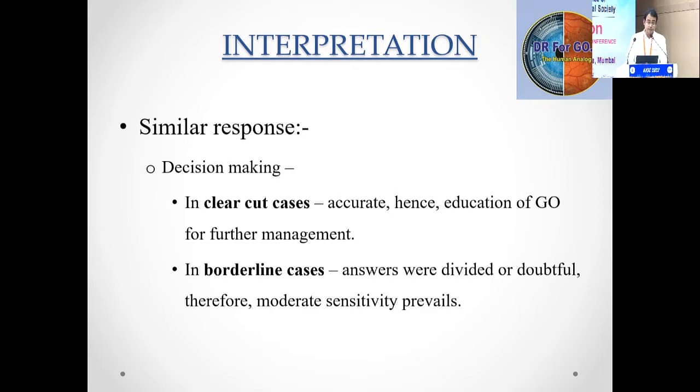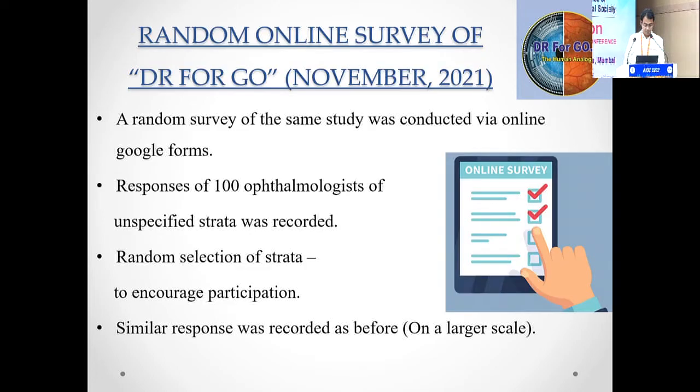So there was a similar response to what we conducted in an IC, even on the online forum. So decision making was very clear-cut, accurate, hence the education of general ophthalmologists for further management should be done. In borderline cases, answers were still divided or doubtful, therefore the moderate sensitivity prevailed. Again, an online survey was conducted in the month of November 2021. This time, however, the responses were recorded of 100 ophthalmologists instead of 23. So this was done on a larger scale, but again, similar responses were recorded.